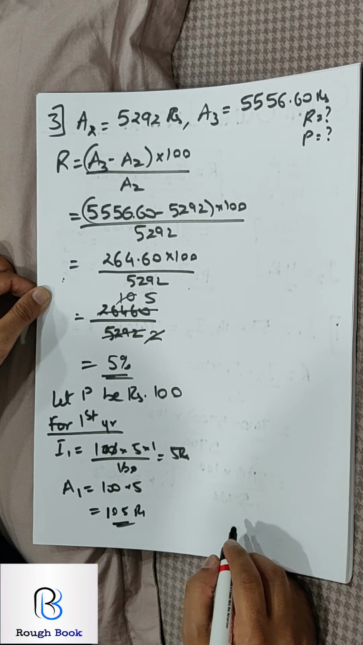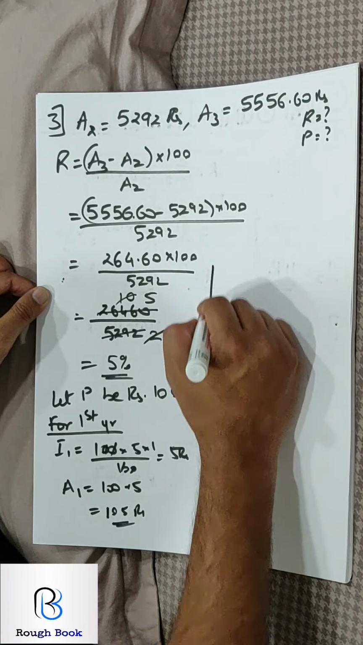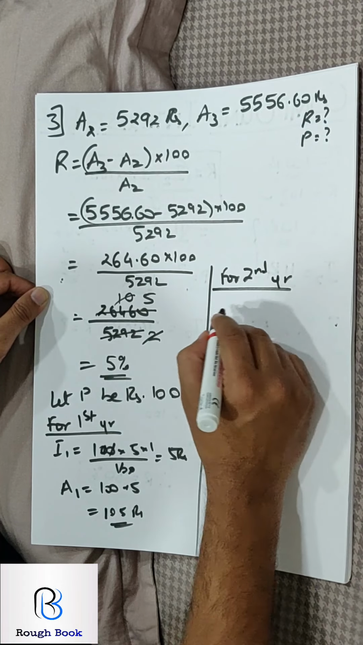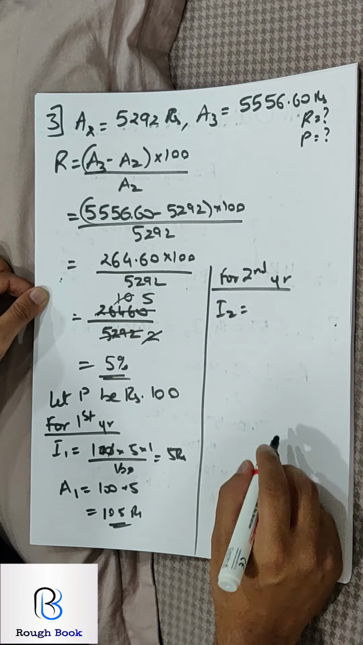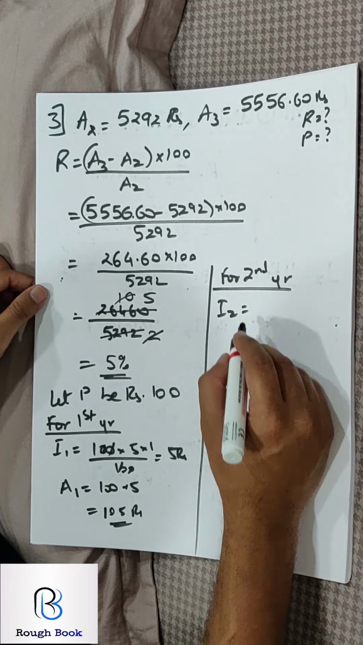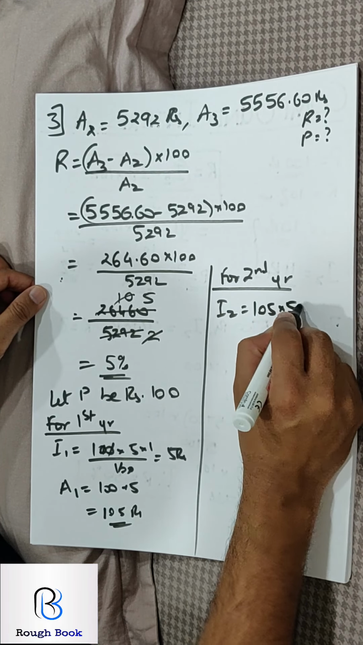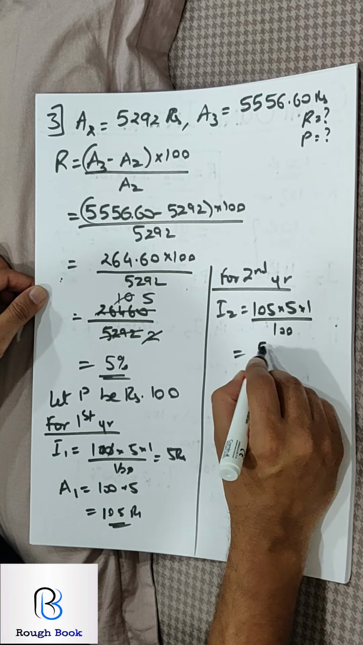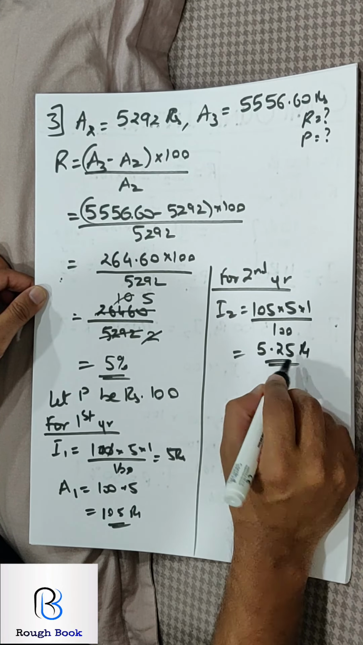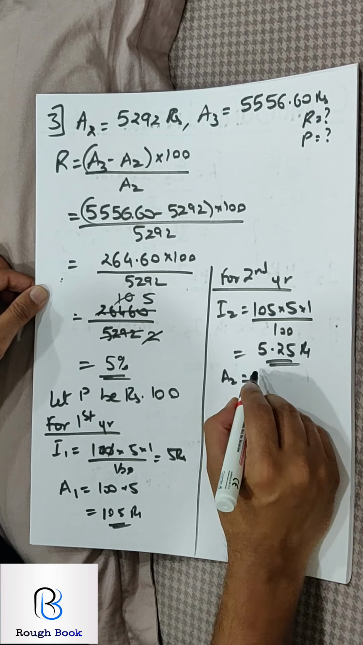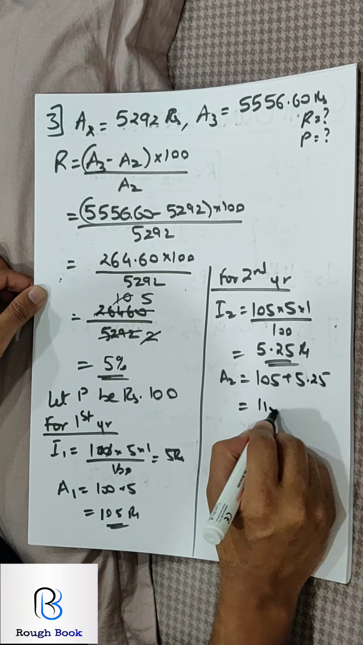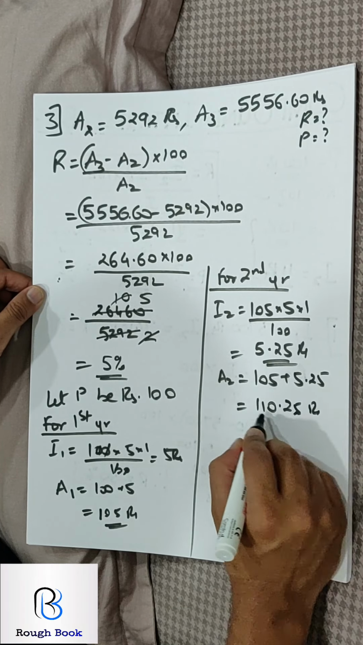For the second year, I2 will be 105 into 5%. So 25, 525, so 5.25 rupees. So I managed to get my A2 then: 105 plus 5.25 becomes 110.25 rupees.